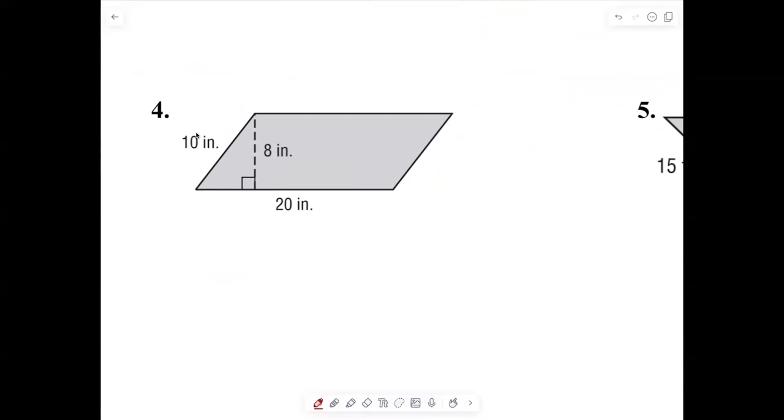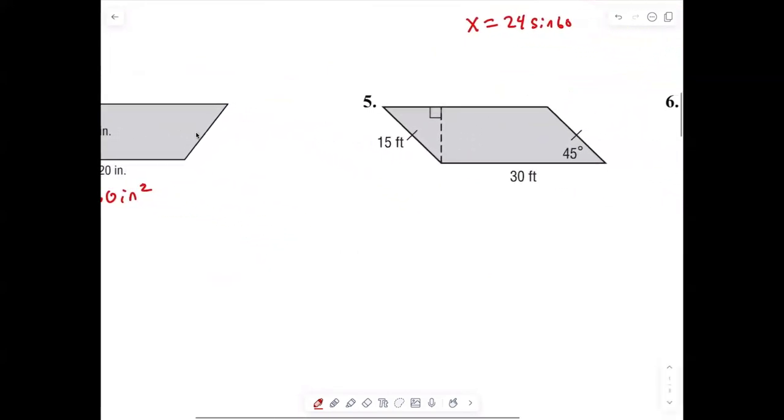Is 20 the whole line? 20 is the whole thing. All right. So this one is just what? 160 inches squared. That's how easy.